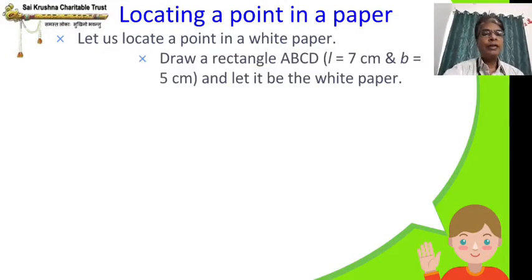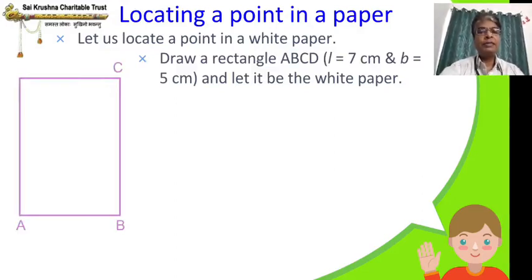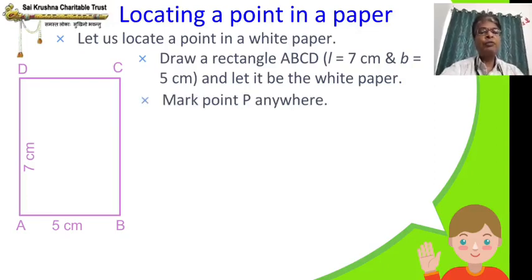Draw a rectangle ABCD, length 7 cm, breadth 5 cm, and let it be the white paper. Let us consider the rectangle on the adjacent diagram now. You see here, it's a rectangle ABCD, length 7 cm, width 5 cm. Let us consider this as the white paper, and I am going to mark a point P anywhere. So now you have to see where is the point P.